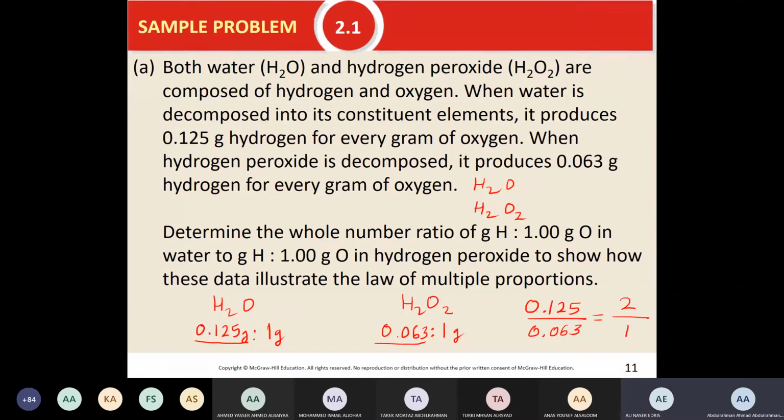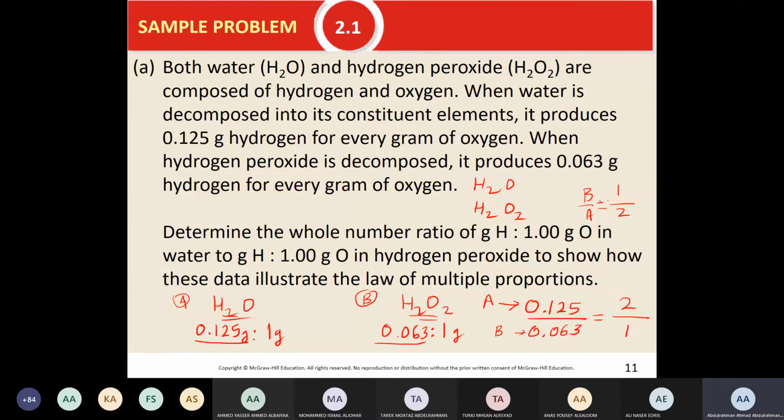Doctor, how can I know which one should I put up and down? No problem. If you put them upside down, then it is 1 over 2. This one to this one. So you are comparing now. This one is related to the first one, I'll call it A, and compare to B. So you're comparing here A to B. If you write it B to A, what will be the ratio? 1 over 2. And both answers are correct.